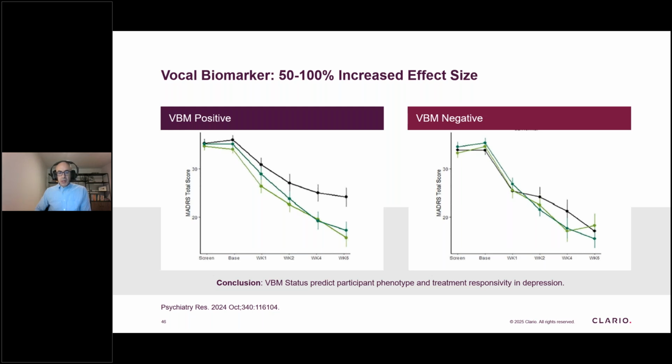The separation between drug and placebo, especially the high dose of the drug being used in the study, in this case shown in black on this graph. No, sorry, the black is placebo. The two doses of drug on the study are shown in green. Basically, what we saw was separation between drug and placebo was vastly improved in the VBM positive patients, whereas the VBM negative patients didn't really show much difference at all.